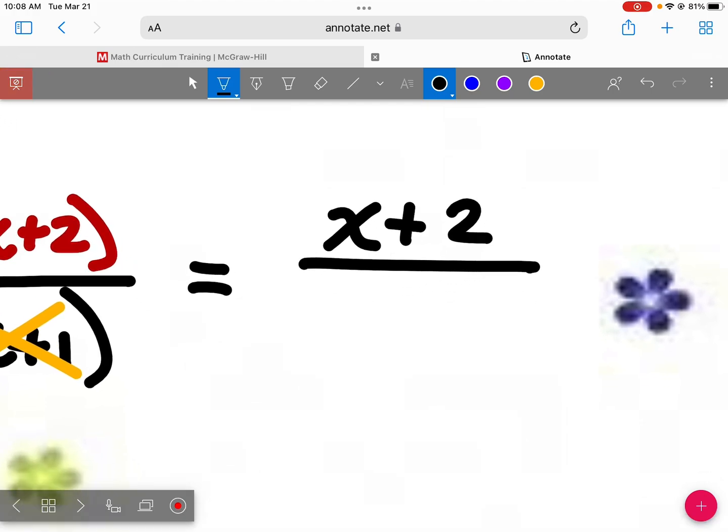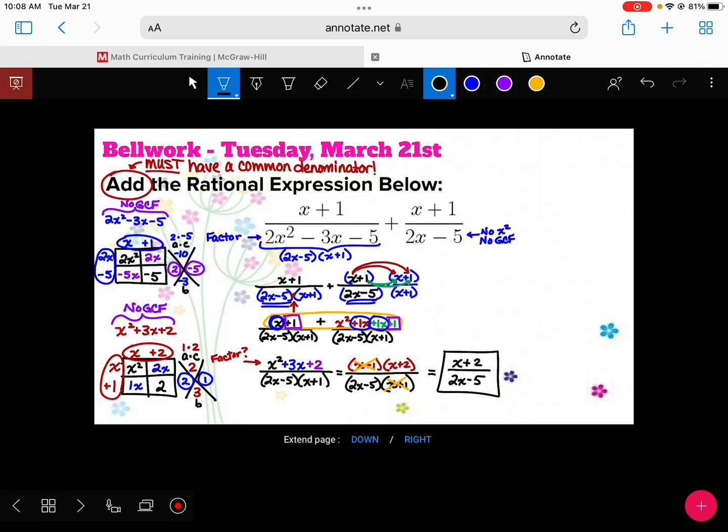So added together and then fully simplified. There's my final answer.